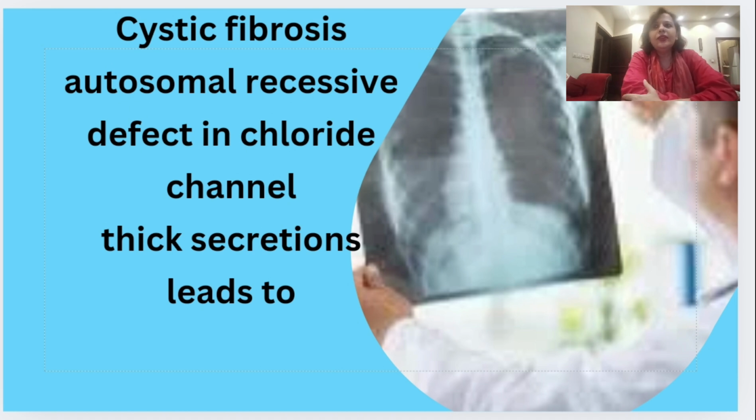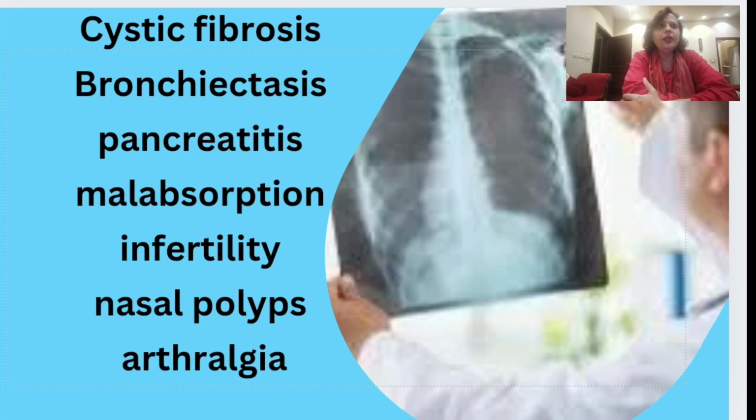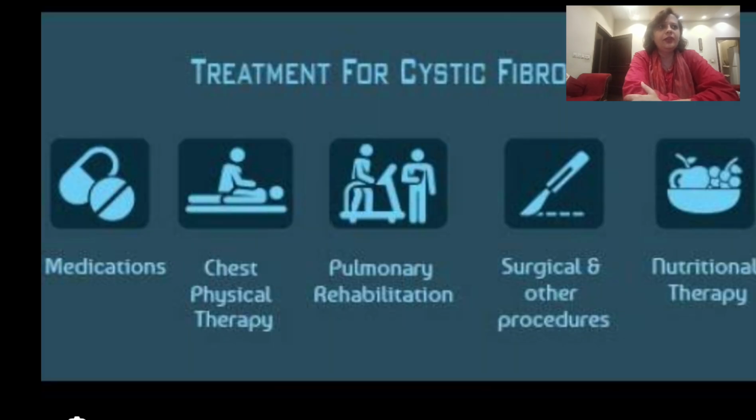Then another disease, which is cystic fibrosis and is a cause of bronchiectasis, is an autosomal recessive condition where there is a defect in the chloride channel, and there is defective transfer of salt and water across the cell. That leads to thick secretions, and when thick secretions are in the bronchi, they lead to bronchiectasis. When they are in the pancreas, they lead to pancreatitis, malabsorption and steatorrhea, as well as infertility, nasal polyps, and arthralgias.